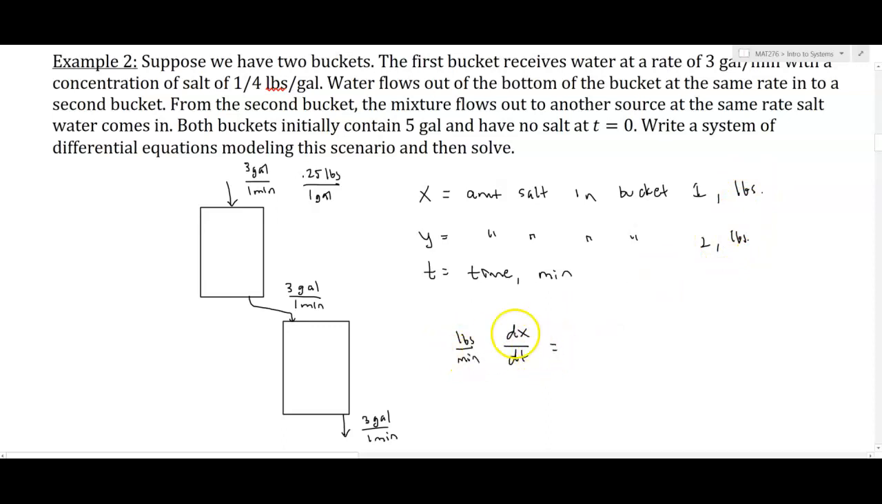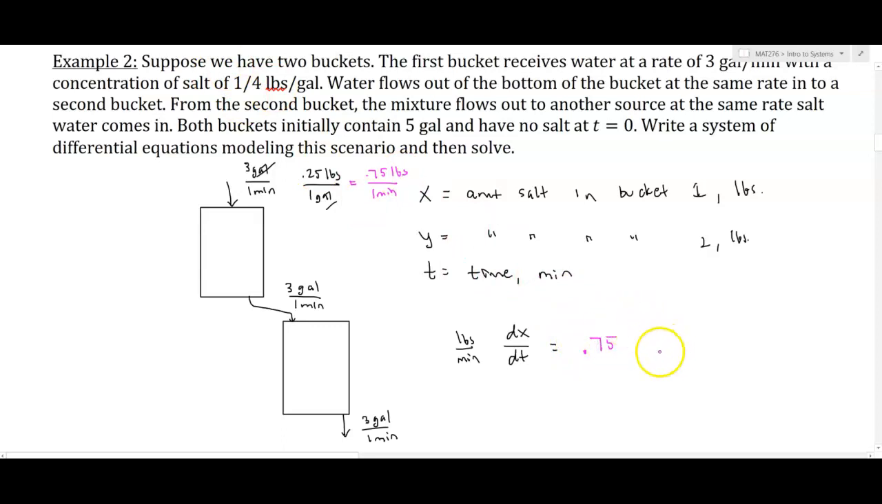Okay, so this is going to be a similar modeling problem. Here, if we multiply gallons per minute times pounds per gallon, we're going to end up with pounds per minute. And so this equals 0.75 pounds per 1 minute. And so that's what I have coming in, which is 0.75 pounds per minute.